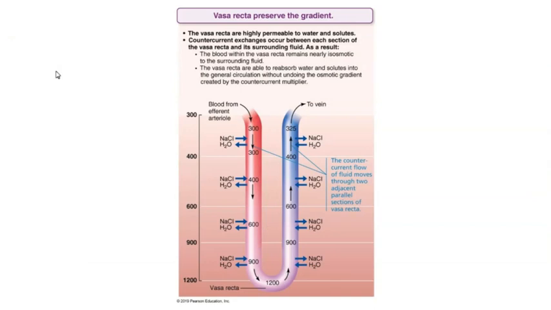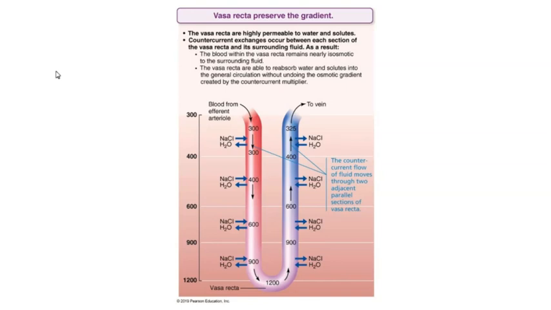So the vasa recta are really just helping to recollect those water and solutes that are pulled out of the nephron loop. So the vasa recta, as I've already mentioned a few times here, preserve that countercurrent multiplier and that osmotic gradient that we saw in the nephron loop.